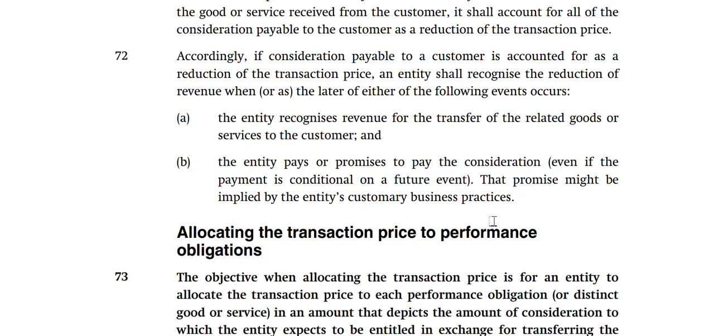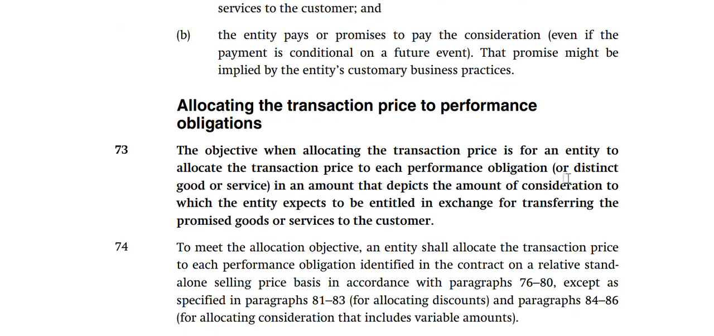Paragraph 72. Accordingly, if consideration payable to the customer is accounted for as a reduction of the transaction price, an entity shall recognize the reduction of revenue when, or as, the later of either of the following events occurs: the entity recognizes revenue for the transfer of related goods or services to the customer, and the entity pays or promises to pay the consideration. That promise might be implied by the entity's customary business practice.